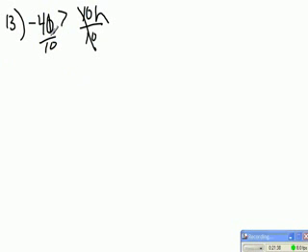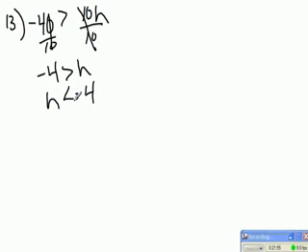Number 13 says negative 40 is greater than 10h. We want to get h by itself, so I'm going to divide by 10 on both sides. That will cancel. You get rid of the zeros if you want. Negative 4 divided by 1 is just negative 4, greater than h. Rewrite it so the variable is on the left, keeping the sign matching the right numbers.